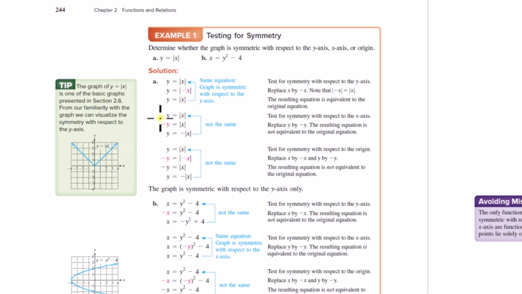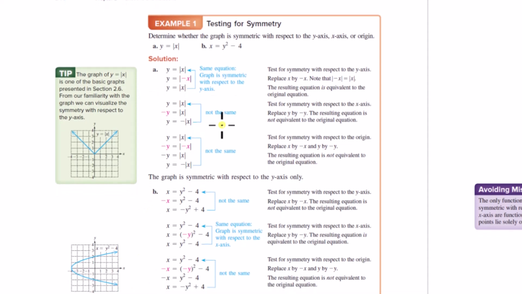Okay? But so they test this. They put minus y is equal to the absolute value of x. That simplifies to y is equal to minus absolute value of x. That's not the same function or the same equation, right? They're testing it. They're substituting x for minus x, substituting y for minus y, then substituting both y and x for the minus version. And for the symmetry about the x-axis or the origin, you don't get the same equation. But symmetry about the y-axis, you get the same equation.